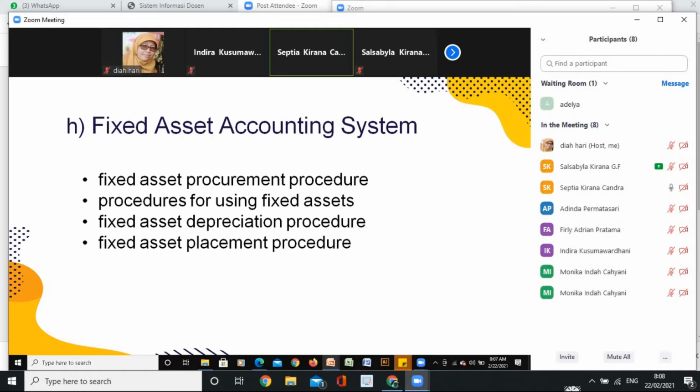Fixed asset accounting system. Fixed asset accounting system is designed to handle transactions related to movement in fixed assets. The system contains fixed asset procurement procedure, procedure for using fixed asset, depreciation procedure, fixed asset placement procedure.